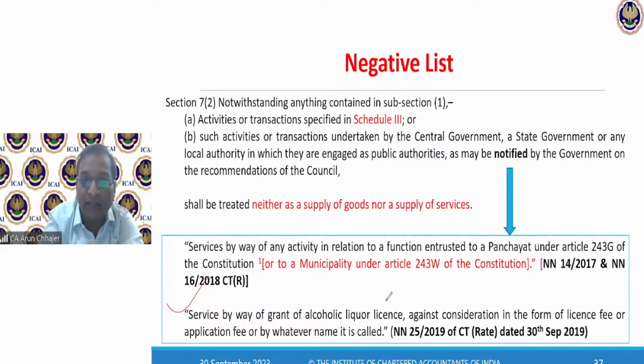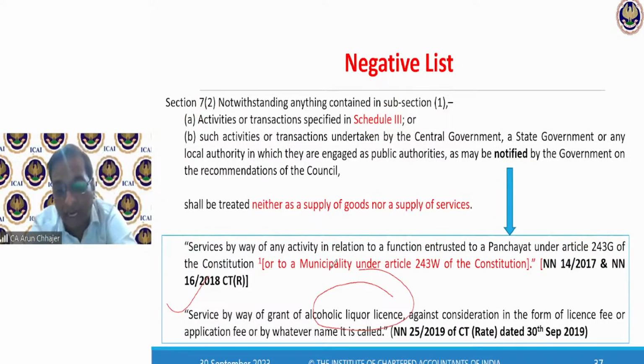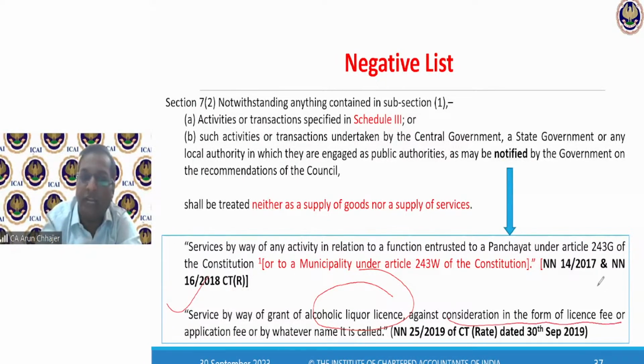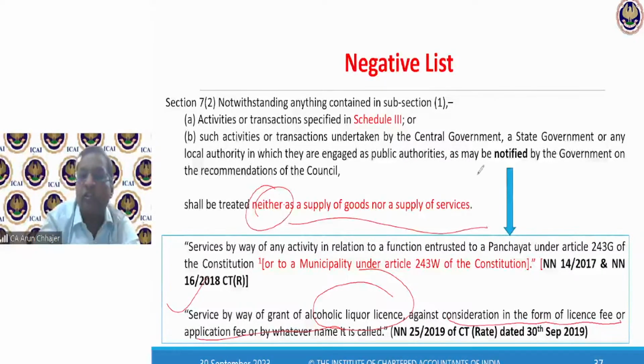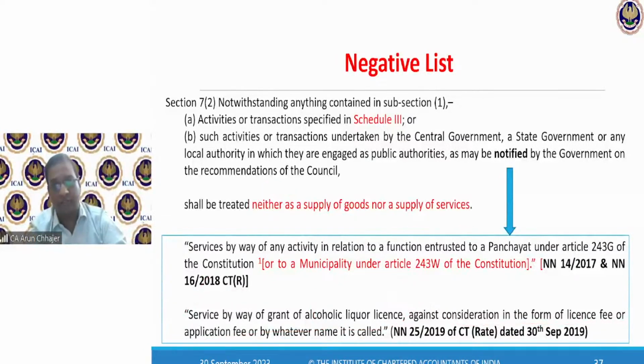Then they have also added service by way of granting of alcoholic liquor license against consideration in the form of license fees or application fees by whatever name called. We know that alcoholic liquor per se is non-taxable supply, but if the alcoholic liquor license is being issued, then it will be considered as neither supply of goods nor supply of services.